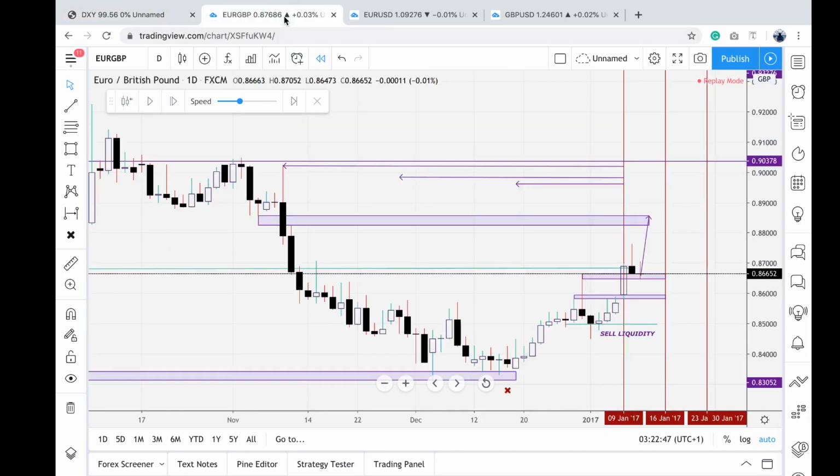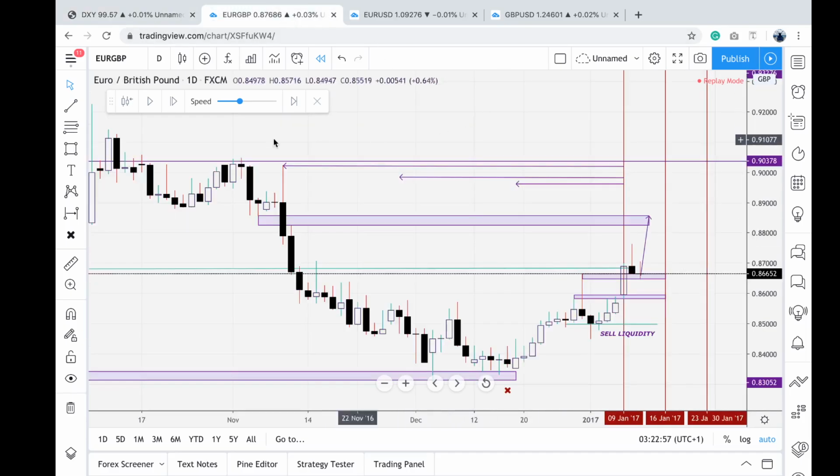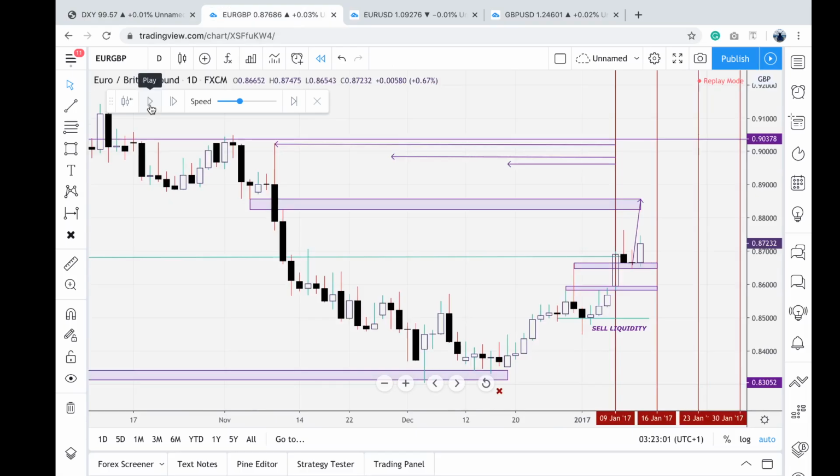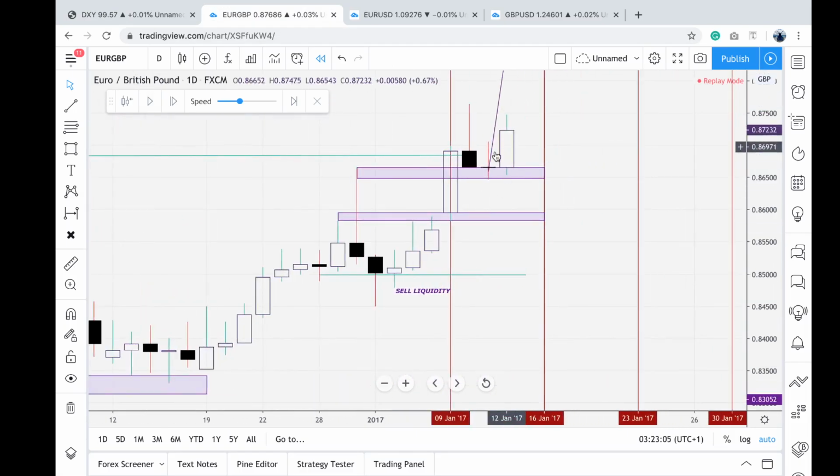All right, so for euro pound, let's see what we actually do. This is the 10th, 11th. Okay, let's see if we're actually in line, 12th. All right, so we're correct. Let's see what euro pound does. Perfect. So we see bullishness on euro pound off our support level.